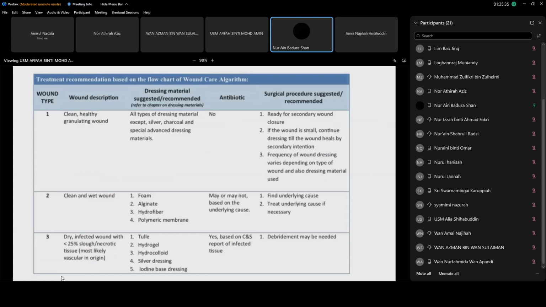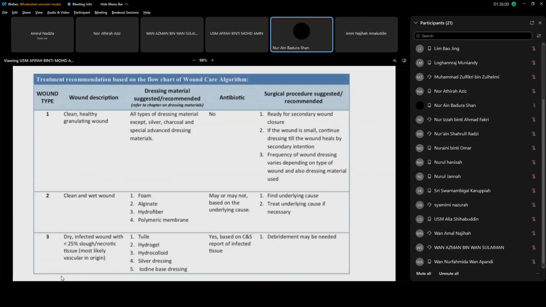So for the first wound, it is a clean, healthy, granulating wound. For this wound, all types of dressing can be used except for the advanced ones like silver, charcoal, and those things. And no use for antibiotics. This one is usually ready for secondary wound dressing, wound closure, and no need for debridement and so on.